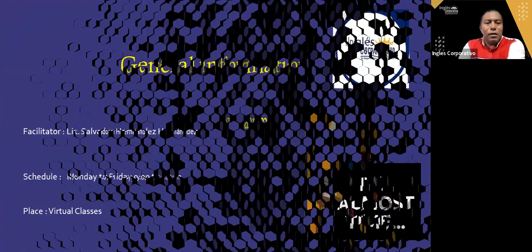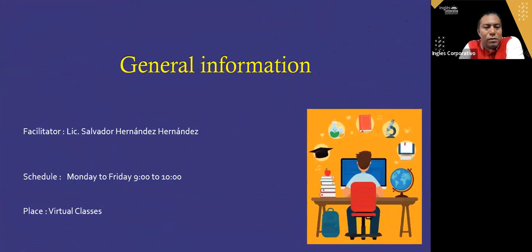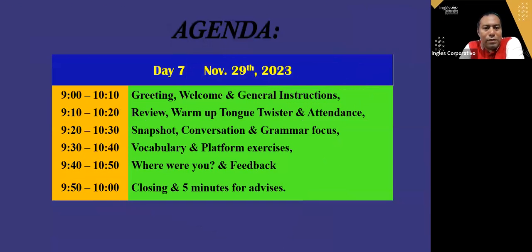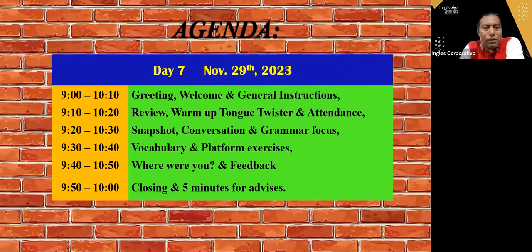Here we go. The schedule is from Monday to Friday. Okay, so you have the agenda. In the agenda, on day seven, November 29th, you have a greeting, welcome, general instructions, review, warm up, a tongue twister. A tongue twister is like Pablito clavó un clavito. That is a tongue twister. Then tennis, snapshot, conversation, grammar focus, vocabulary, platform exercise, where were you, feedback, closing, 5 minutes for advice.